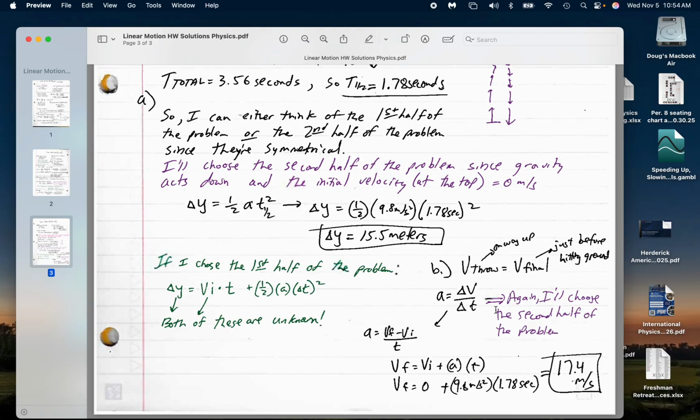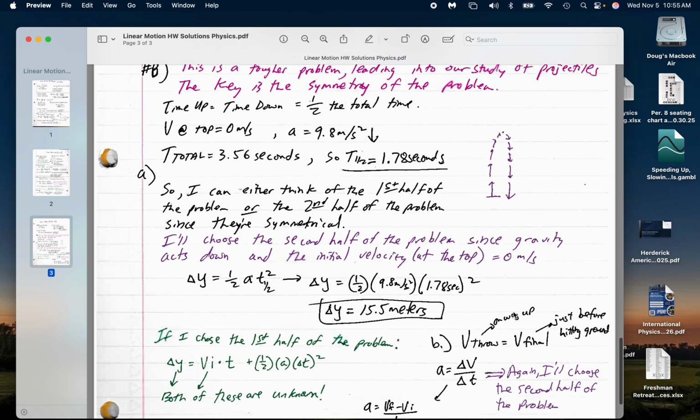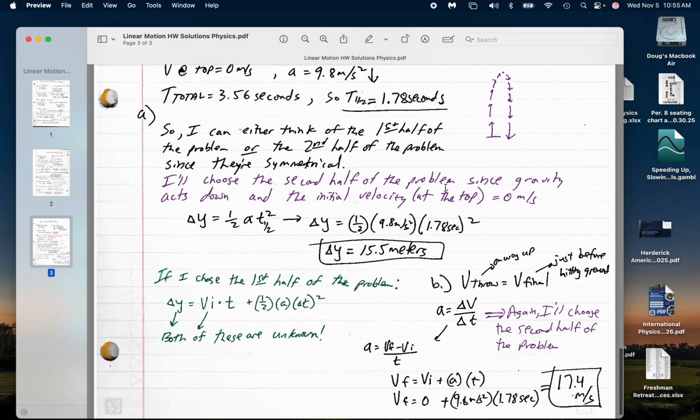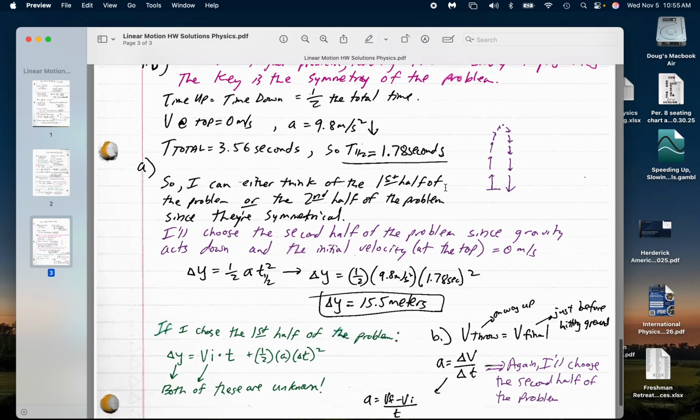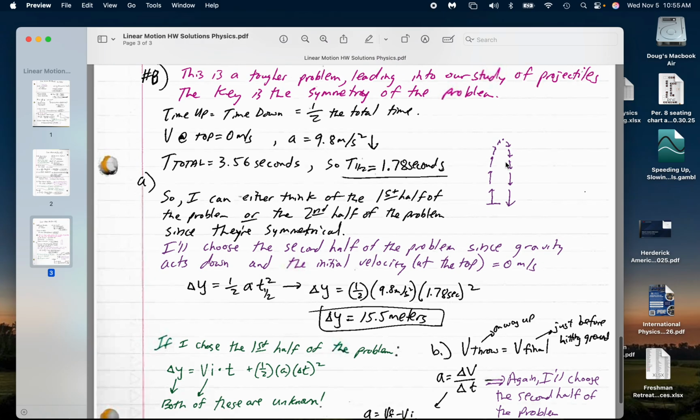If I think about it on the way down, I can think about something like this, where my acceleration is equal to change in velocity over change in time. So I know that my initial velocity on the way down is 0. I know the time on the way down is 1.78. I know acceleration is 9.8. So I figured it out that way. So that's a little bit more of a complicated problem, but again, it deals with thinking about writing down what you know and then simplifying something complicated by looking at the pieces parts of it. Hopefully this helps.